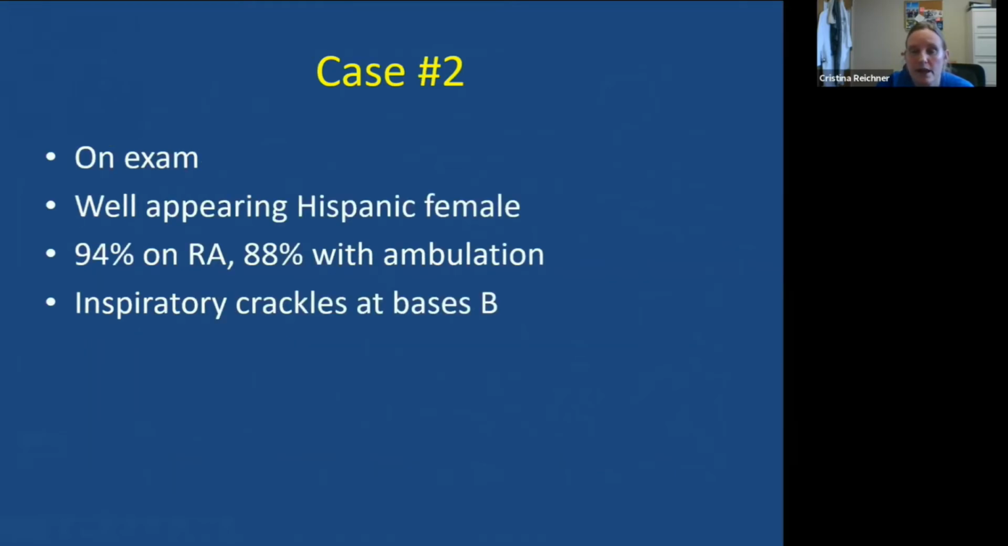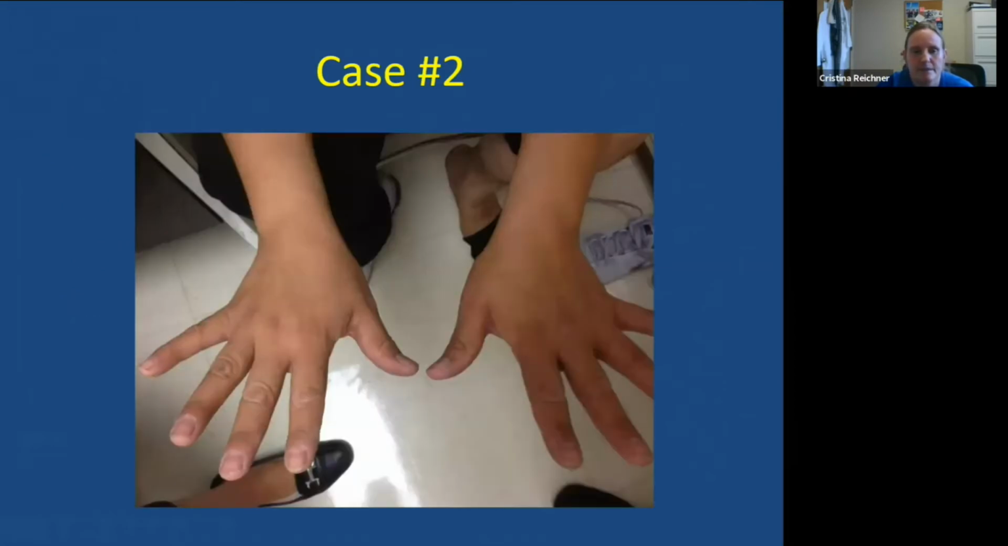She looked well. She was sitting 94% on room air, but when we ambulated her in the emergency room, she dropped to 88%, and she had some inspiratory crackles at the bases bilaterally. So again, might be hard to see, but you can see that she sort of has some changes around her nail beds, and this has been going on for the last couple of months.